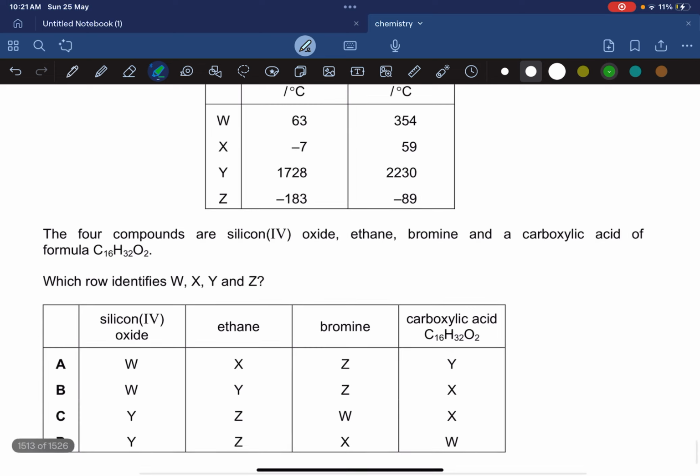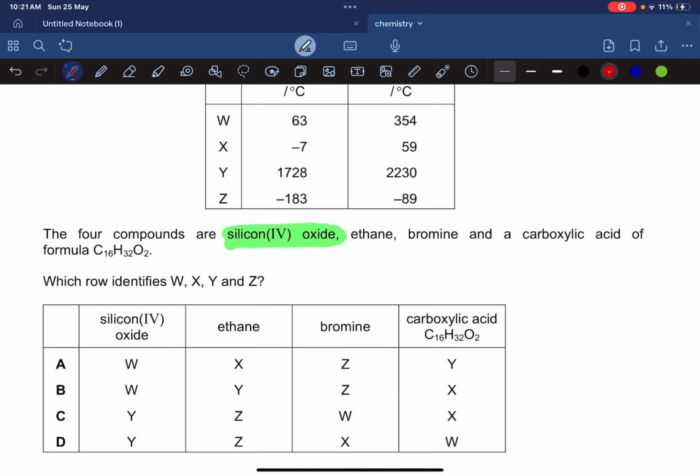First we have silicon IV oxide. What do I know about silicon IV oxide? Let's quickly recall. I know it's a giant covalent structure. I know giant covalent structures are going to have high melting and boiling points, because they have strong covalent bonds holding them together. So what has the highest melting point in all of them?